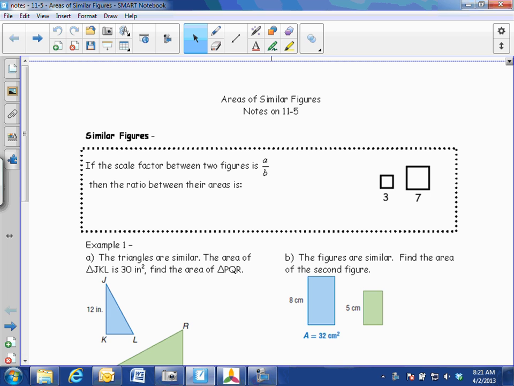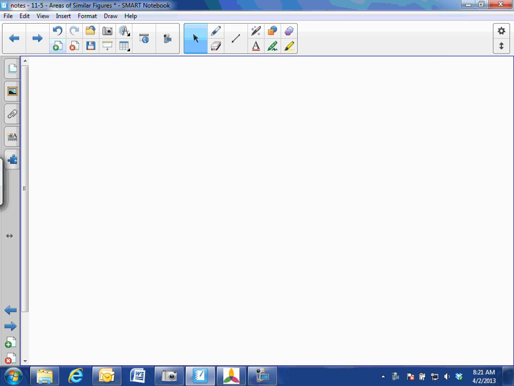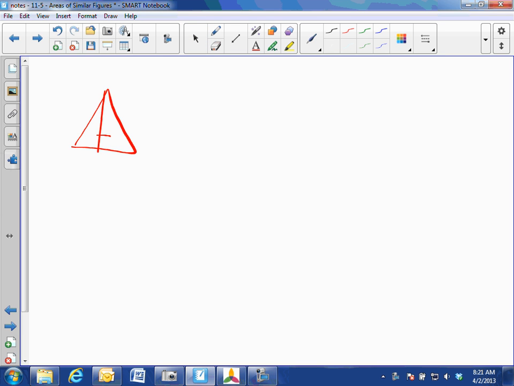I know it's been quite a while since we've talked about finding area, so let's quickly review. If I have a triangle and I'm going to find its area, what do we do? Area equals one half times base times height. Remember, base and height have to make a right angle together. They have to be perpendicular.